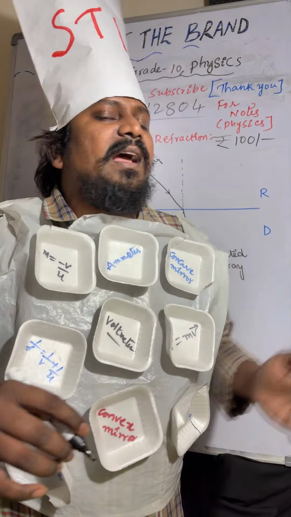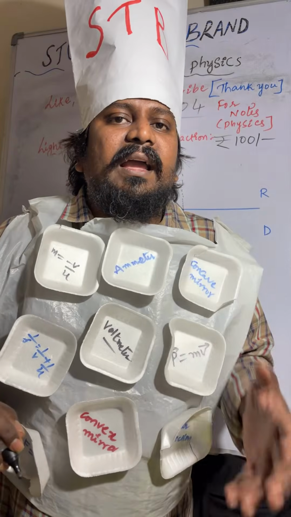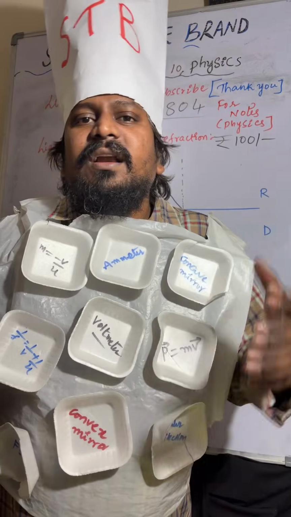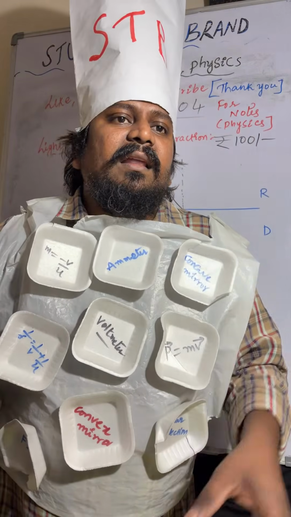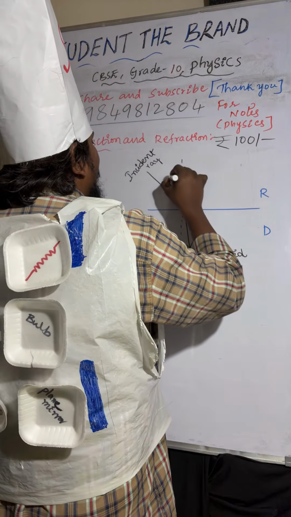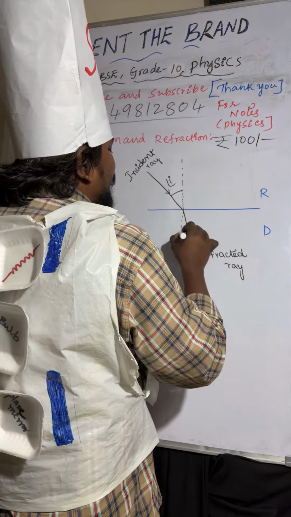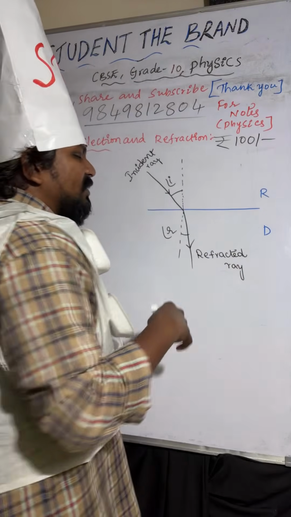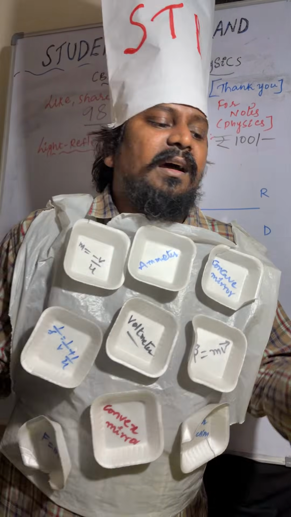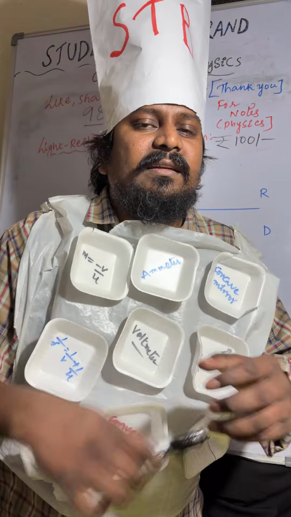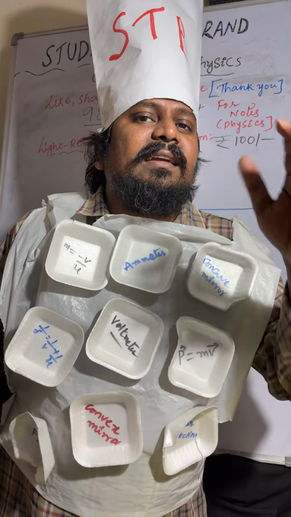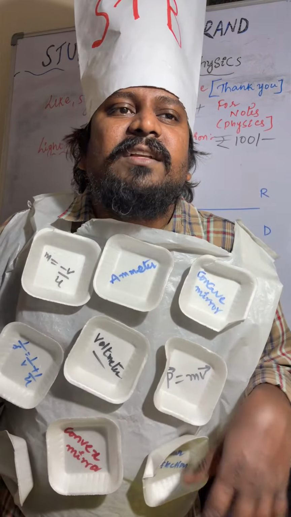Here you can observe the angle between the incident ray and the normal line is called the angle of incidence. The angle between the refracted ray and the normal line is called the angle of refraction. What exactly is refraction? The bending of the light ray at the interface of the two media is called refraction of light.